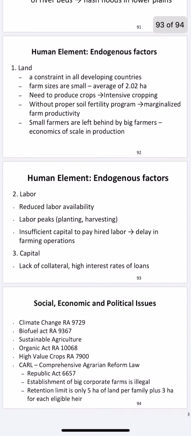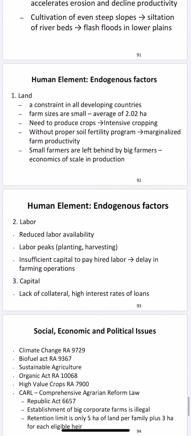And for the endogenous factors, we have land, labor, and capital. So, very important, we have land. These are constrained in all developing countries like the Philippines, where farm sizes are small, with an average of 2 hectares. So there's a need to produce crops with intensive cropping, and without a proper soil fertility program this can result in marginalized productivity. Small farmers are left behind by big corporate farmers. So these are the economies of scale in production.